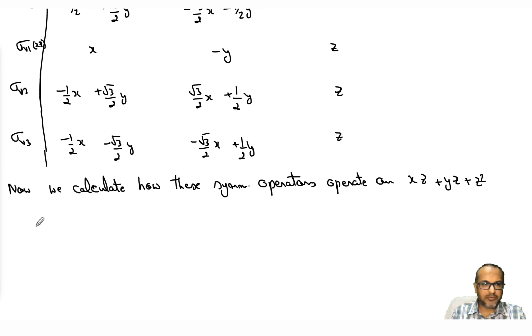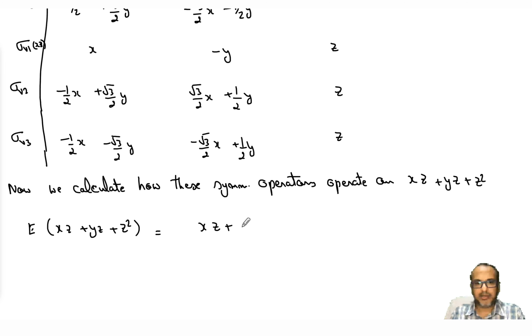So let's see what happens if we apply E onto xz plus yz plus z square. So this remains the same. Now what happens for C3? Let us calculate for C3.